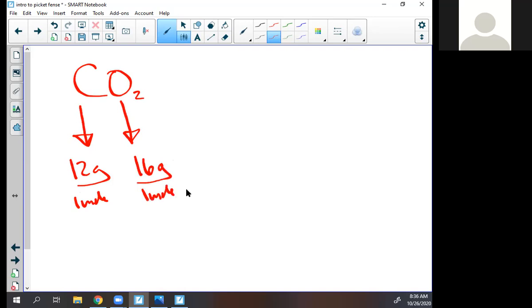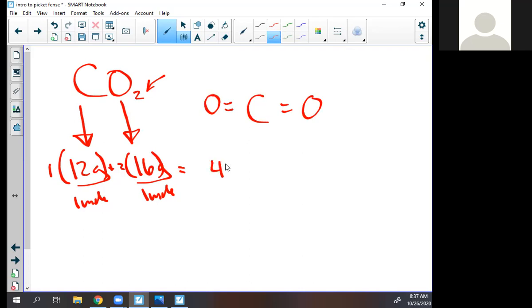I'll come over here. Do you see that number? That 2 means that in this molecule, there's 1 carbon bonded to 2 O's. So its mass is really 1 of these plus 2 of those. Are we okay with that? So 16 times 2 is 32 plus 12 is 44 grams per 1 mole, and it would be CO2.